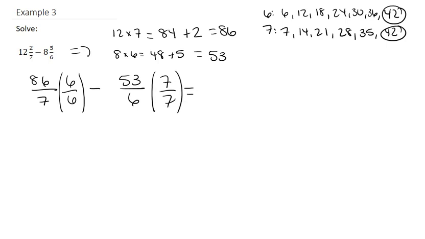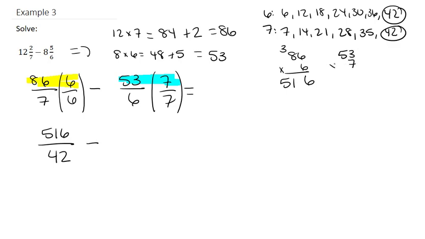Now we can go ahead and multiply the top numbers together. So we get 86 times 6. 6 times 6 is 36. Put a 6 below, carry the 3. 8 times 6 is 48 plus 3 is 51. So we have 516 over 42 minus, now 53 times 7. 3 times 7 is 21. Have a 1 below, carry the 2. 5 times 7 is 35 plus 2 is 37. So we get 371 over 42.